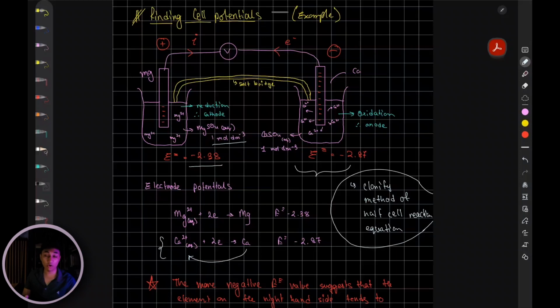We can say oxidation is taking place over here, right? Oxidation is taking place over here. Now, where does oxidation take place? At the anode. At the anode, right?